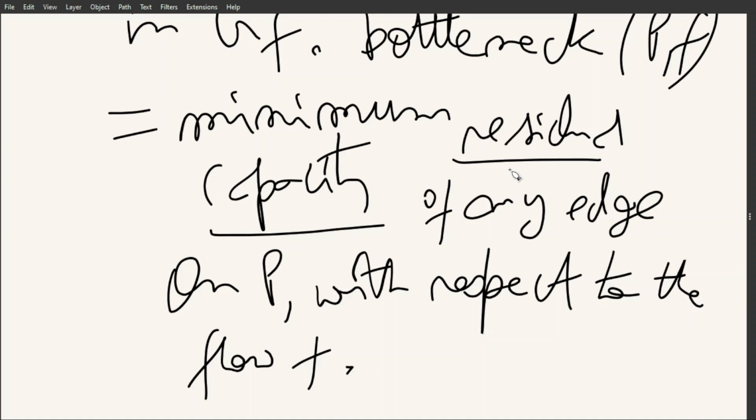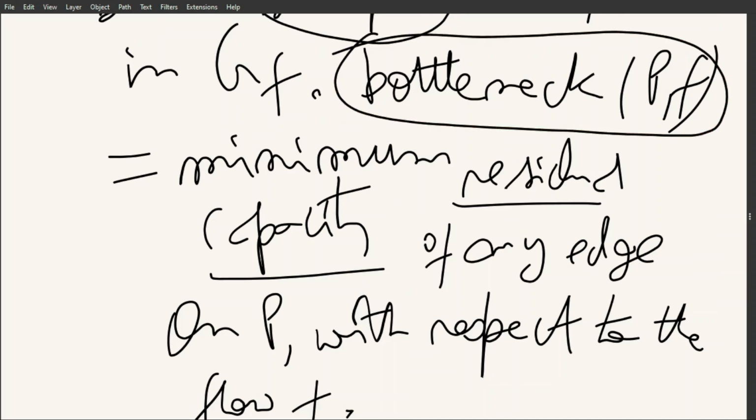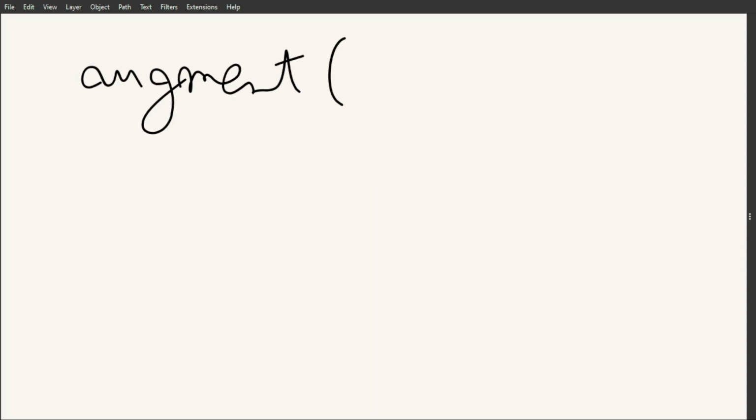So augment means we add an extra amount of flow. How much? It is equal to bottleneck. So in the residual graph G_f, we can add this much bottleneck amount of flow. This operation is called augmentation. So we call this augment, and we define the operation augment(f, P) using this. Here f is the flow, P is a simple S-T path, and we are given this residual graph G_f.